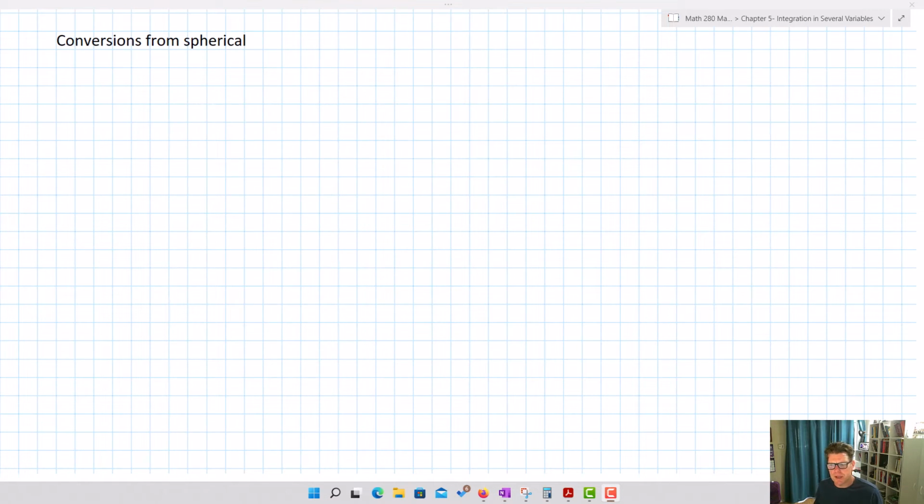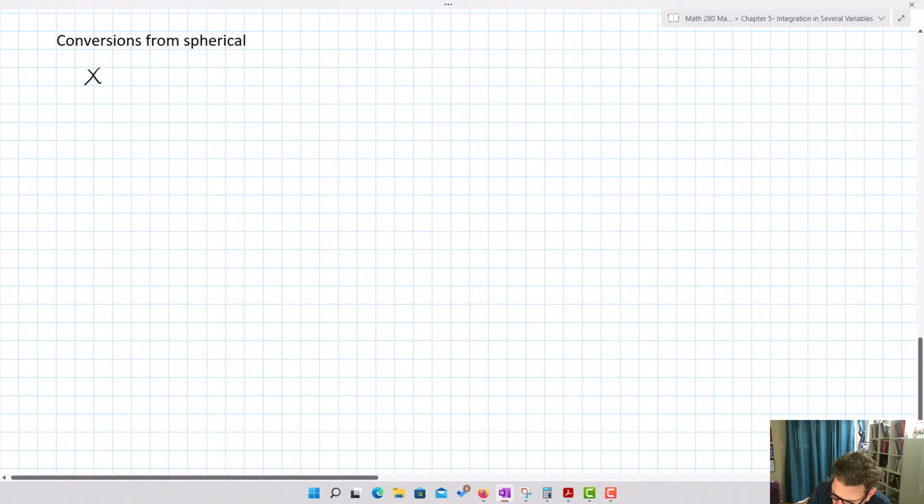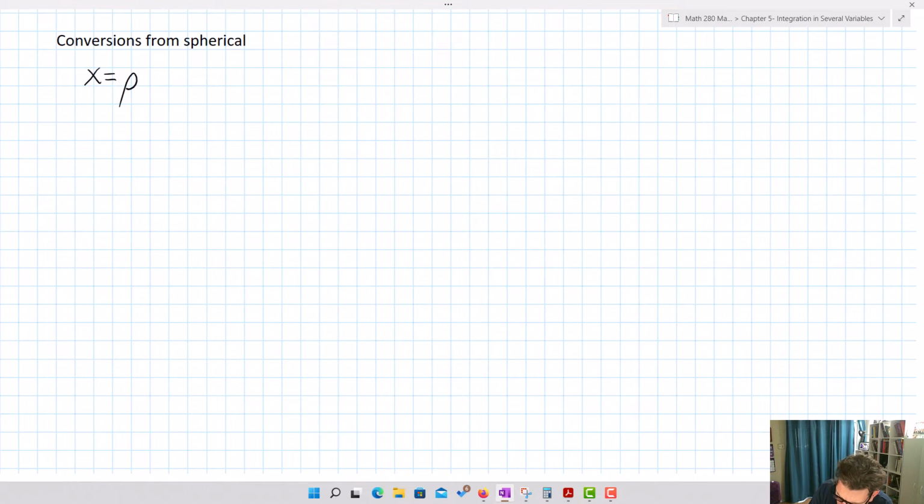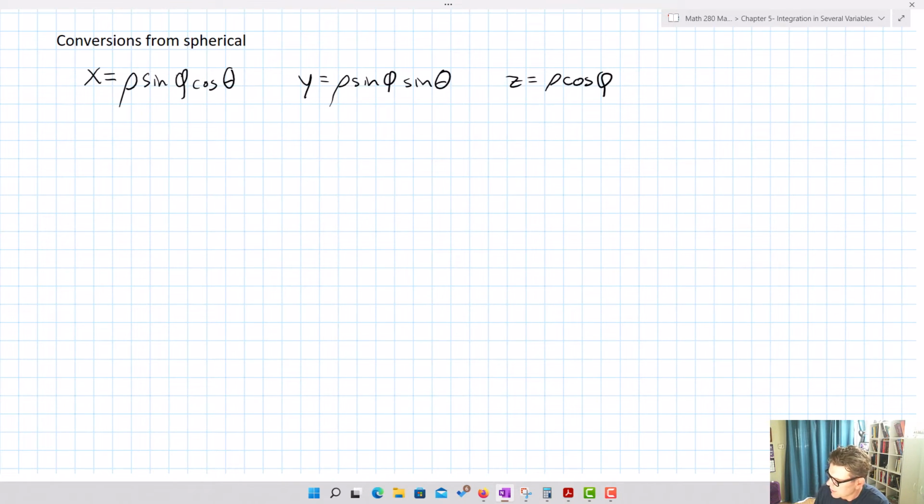So now we're going to do some conversions from spherical. We want to think in terms of our relationships. So I'm going to set up, x is going to be rho sine phi cosine theta. Y is going to equal rho sine phi sine theta. And z is going to equal rho cosine phi.